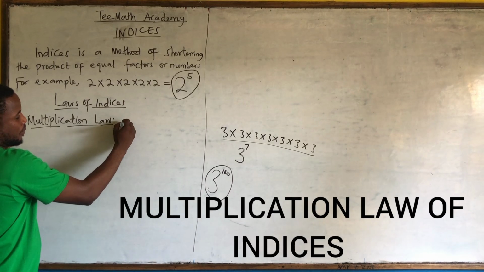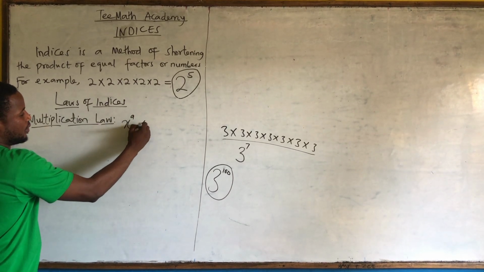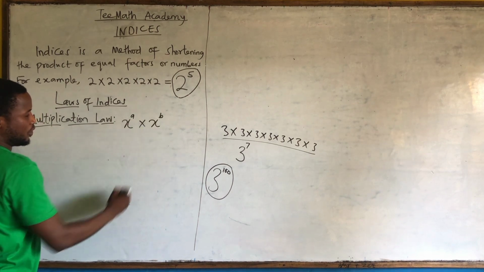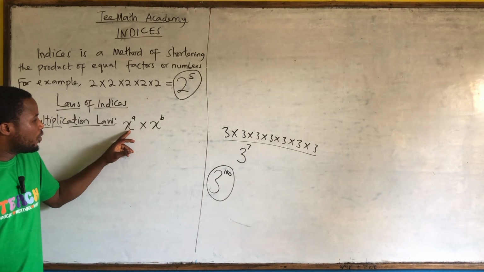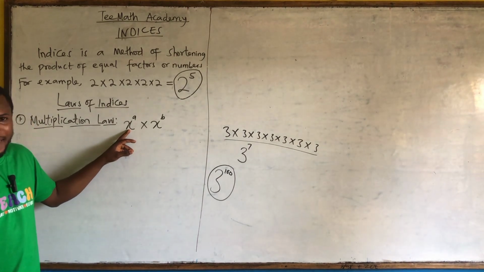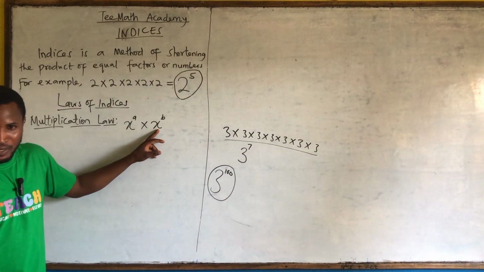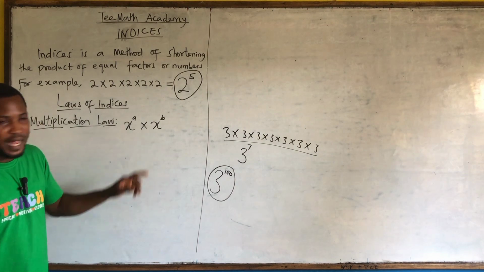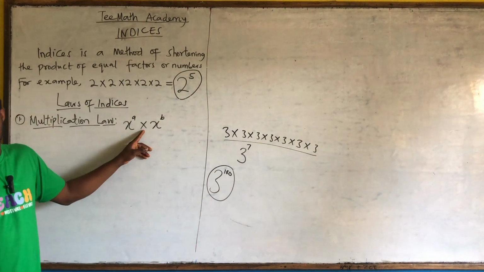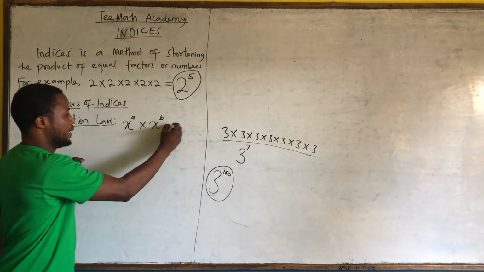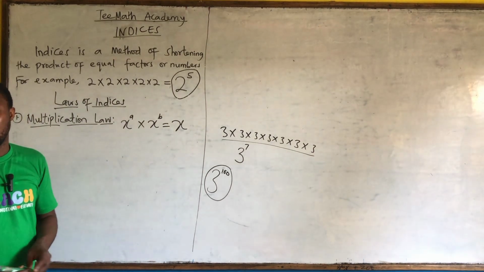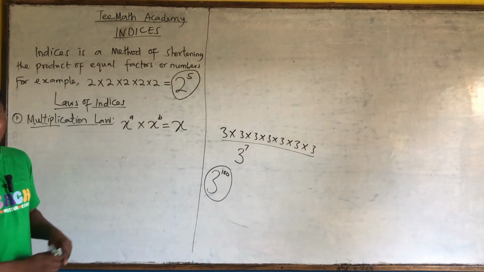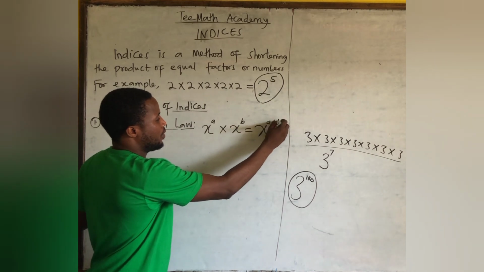Let's start with this example: x raised to power a times x raised to power b. What do you observe? Numbers with equal base. The base here is x. Whenever you come across stuff like this and there is multiplication, what do we do? We take one of the base and then the powers are added. That is one of the laws of indices. That is, we have a plus b.